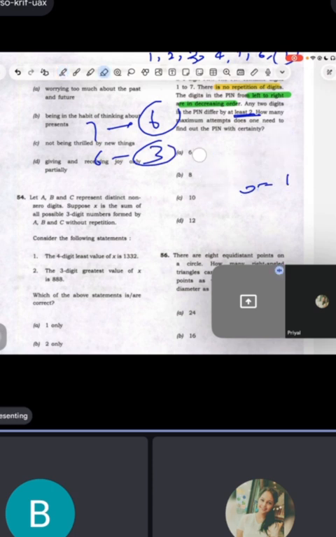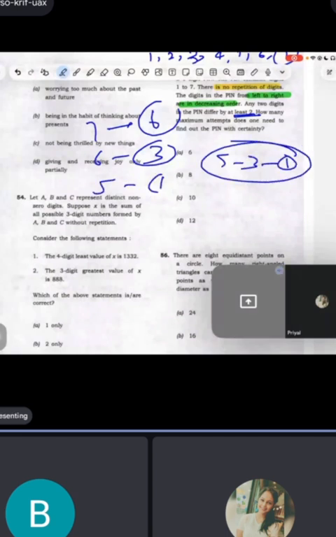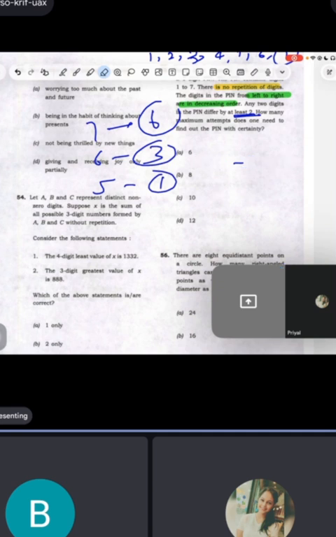Now let's check with 5 also. 5 is there or not? 5 and then 3, only one position. So 5 with 1. Now if I will go with 4, so 2, then 0, but 0 is not there, so not possible. So 6, 3, 9, 9 plus 1 equal to 10. The answer will be 10.